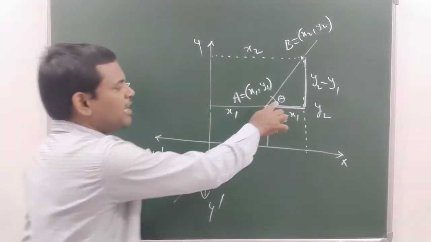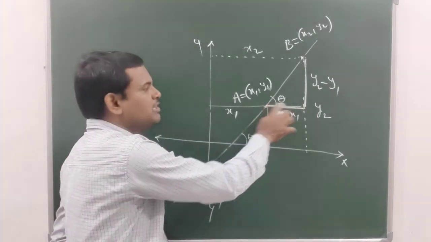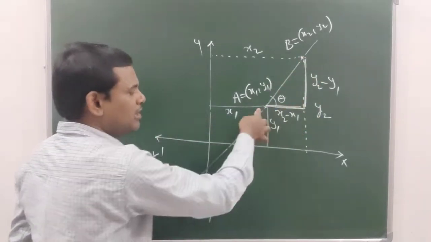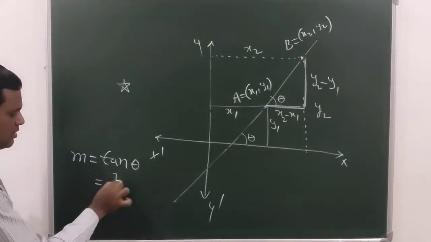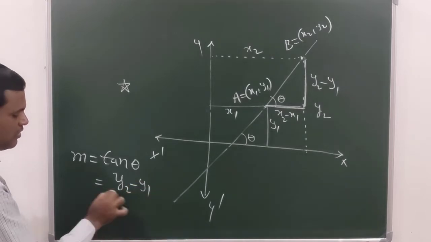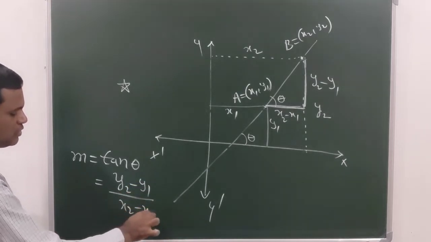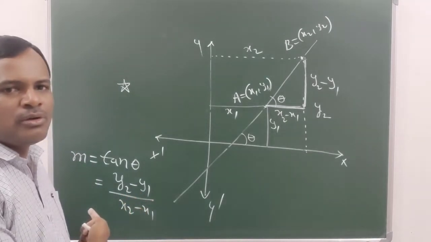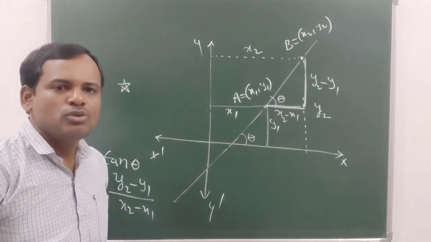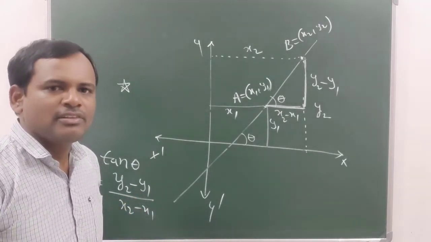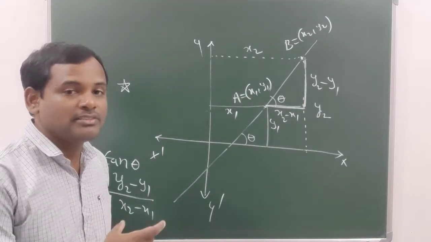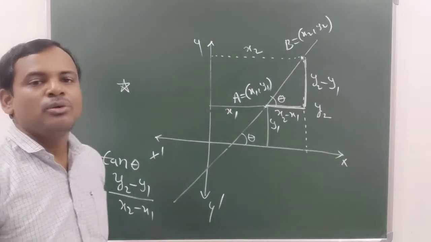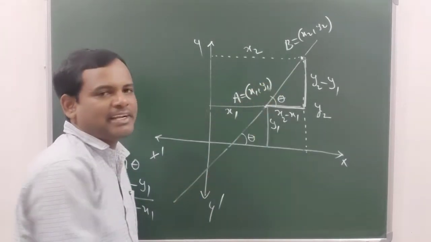Now define tan theta in this right angle triangle. How much do we get? Opposite by adjacent. Hence, here (y2 minus y1) by (x2 minus x1). So this is called the 2 points form of the slope of a straight line. When the 2 points on the line are given, apply this formula to get the slope of this straight line.